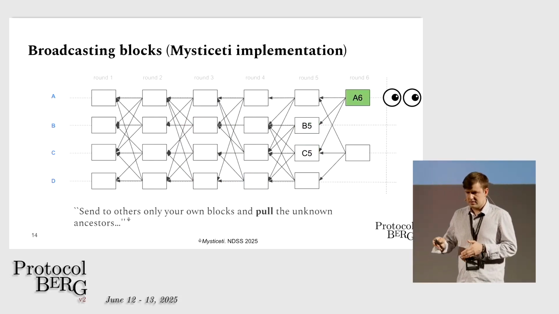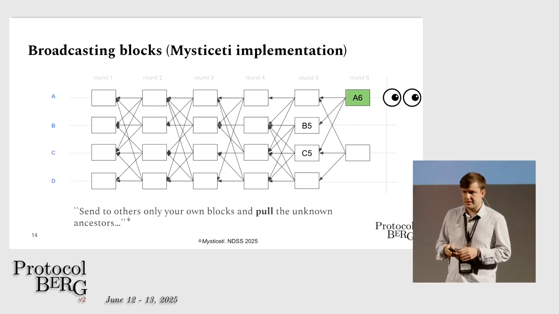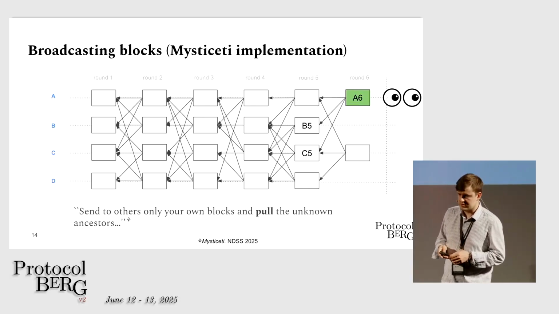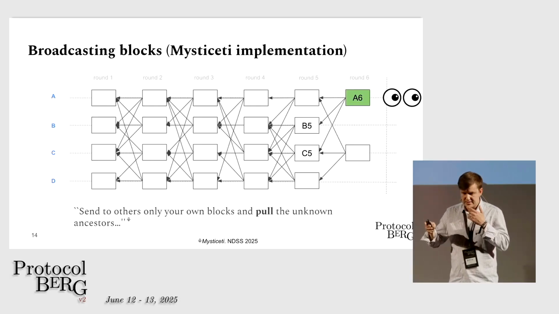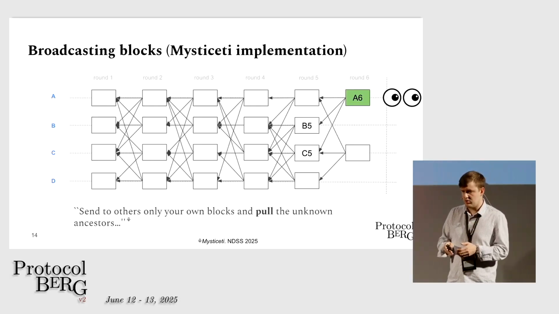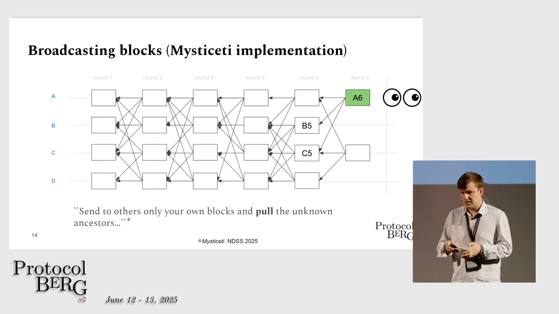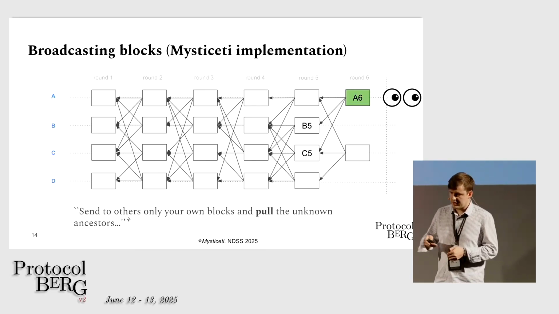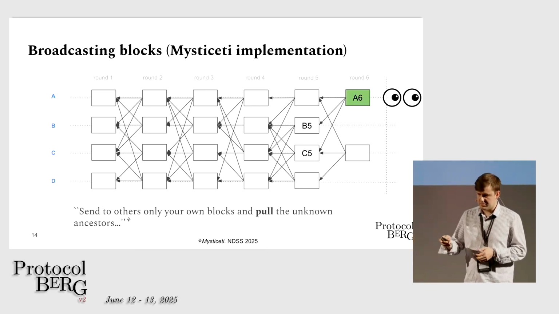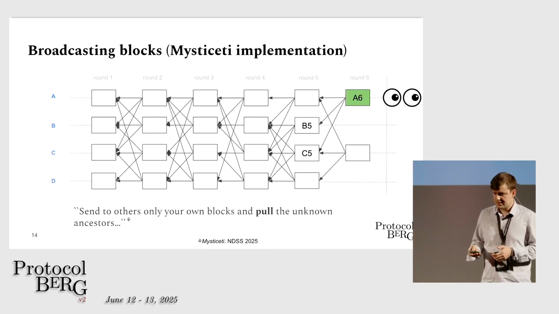The practical solution, if you look at the Mysticeti protocol, what was suggested is, okay, let's just stream or broadcast our own blocks. And if the peer doesn't know some of the ancestors, then it should pull them and we will send them. It looks fine, I mean, in practical terms, it looks fine. From a theoretical perspective, you cannot do this.